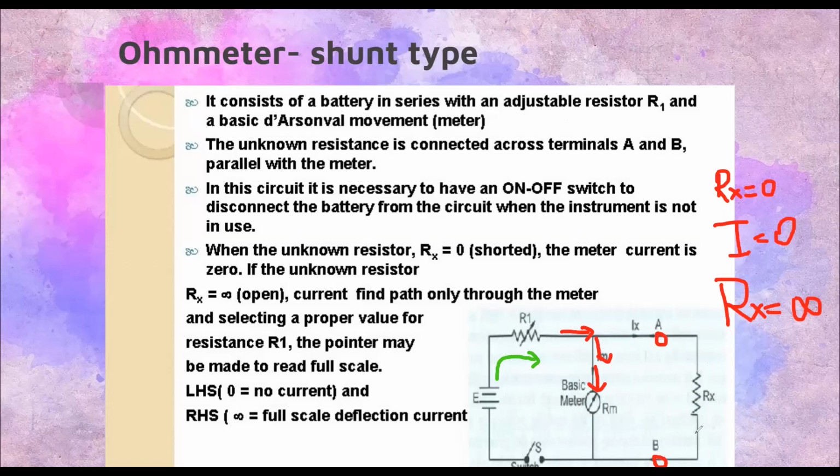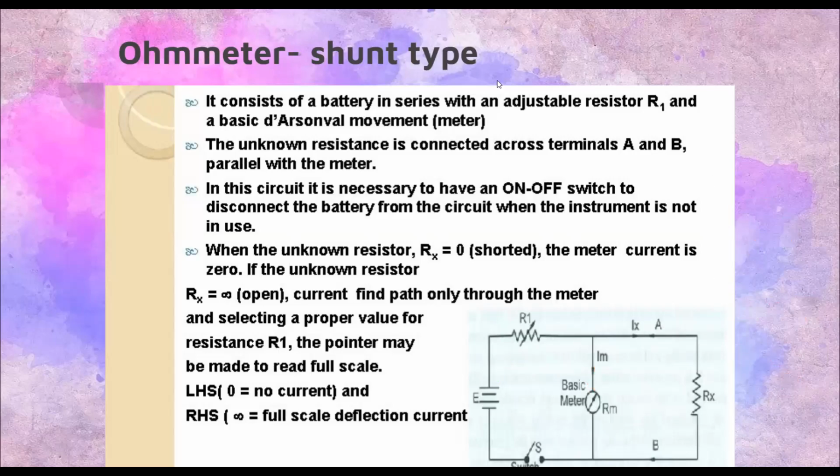Will current pass through here? Current will not pass through here at all. All the current will be passing through this meter only. Therefore we are going to get full current, hence it is IFSD. We are going to get IFSD at Rx equal to infinity because the terminal is open. All the current is going to pass from here. Fine. So I think I have made myself clear in this case.